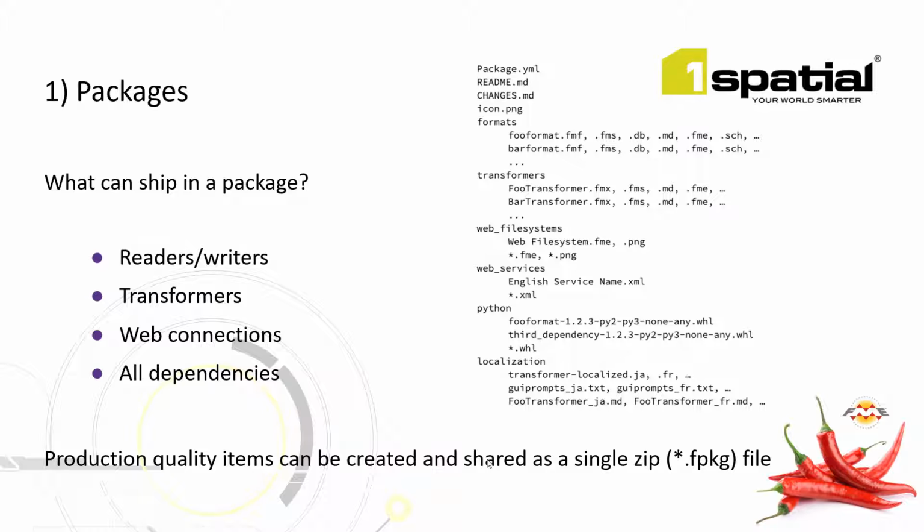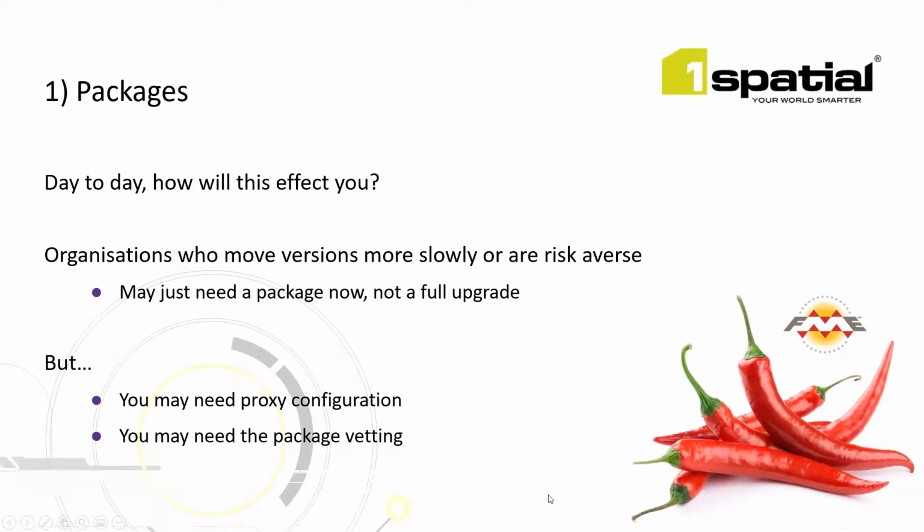You can have web connections or more than one, and you will generally have any third-party dependencies, like any Python code that is necessary to make those things work, bundled inside it. The image on the right-hand side shows you the structure of what is inside one of those zip files, because effectively it's a glorified zip file, an FPKG file. You extract it out, and inside it are those components that are around the package itself.